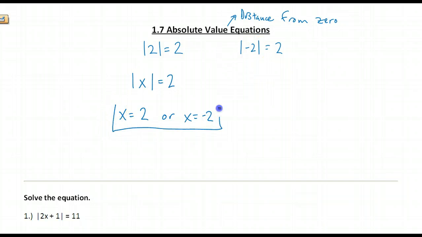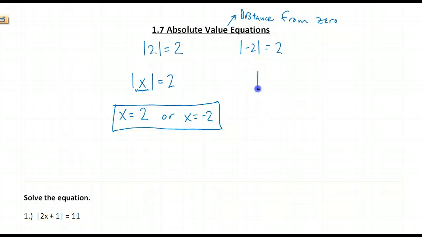To solve an absolute value equation, we're always going to have two answers. If you think of it this way, whatever is inside the absolute value symbols can either be positive or negative, and we're going to end up with two different answers. So x could be 2 and get an answer of 2, or negative 2 to get an answer of 2.